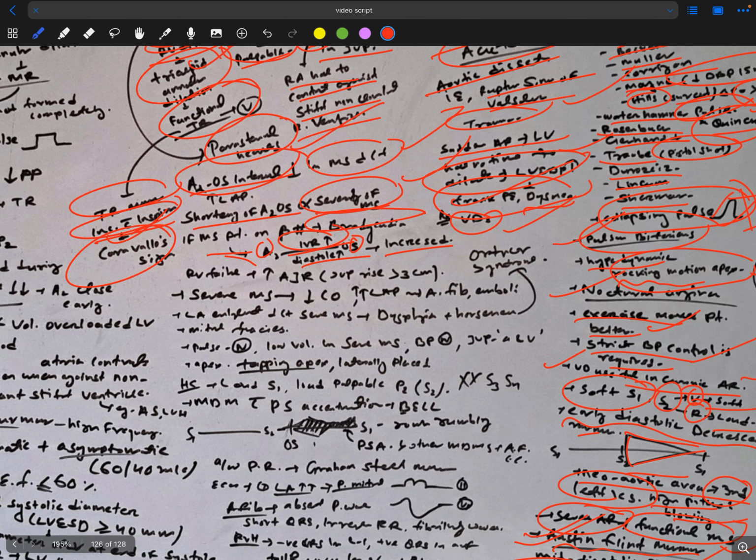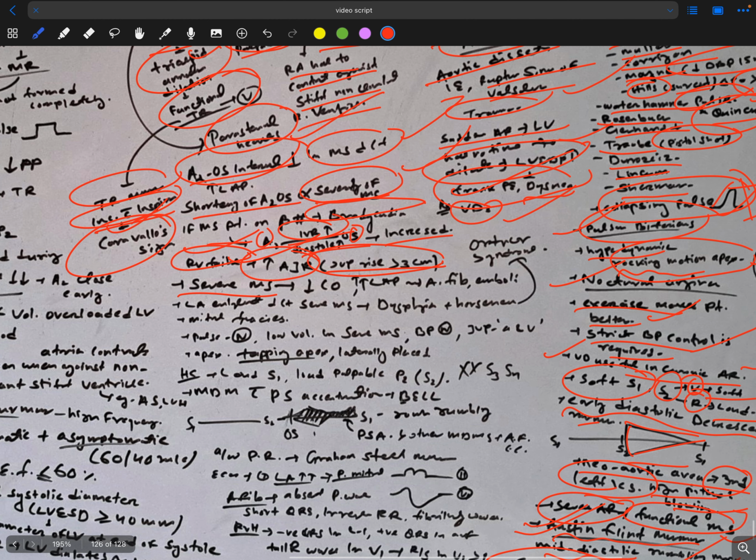So long term RV failure can be there. When RV failure is there, there will be abdominal jugular reflex positive, JVP rise more than 3 cm, for more than 15 seconds. So it is abdominal jugular reflex positive. It is a sign of impending right heart failure.